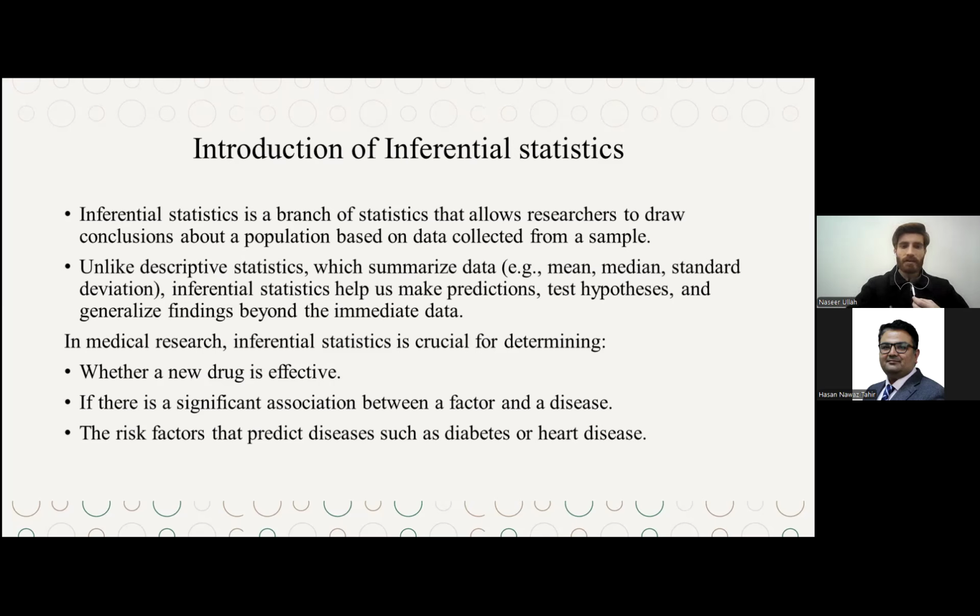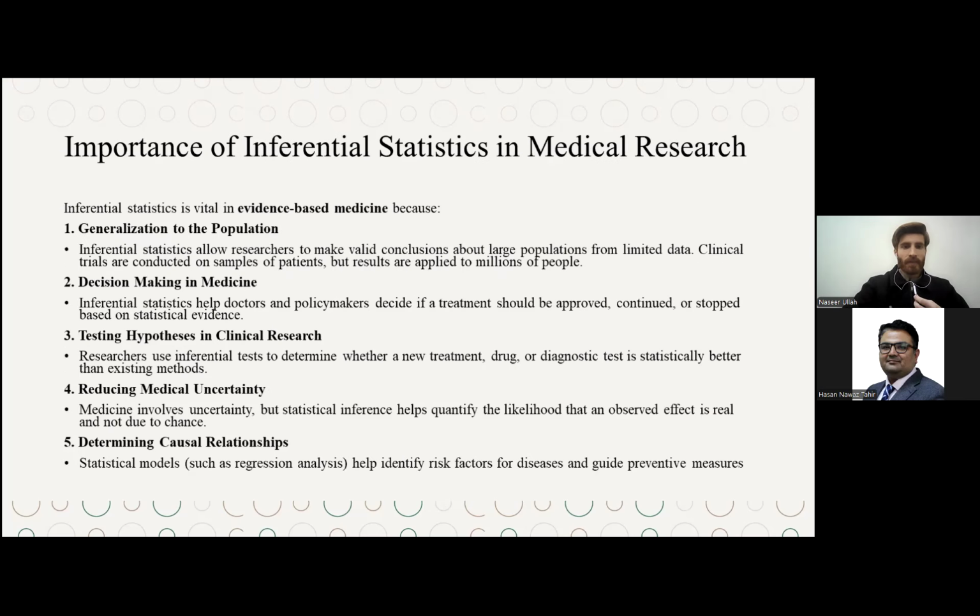In medical research, inferential statistics is crucial for determining whether a new drug is effective or not, if there is a significant association between a factor and a disease, and the risk factors that predict disease such as diabetes or heart disease. The importance of inferential statistics in medical research: inferential statistics is vital in evidence-based medicine because of generalization to population, decision-making in medicine, testing hypotheses in clinical research, reducing medical uncertainty, and determining causal relationships.